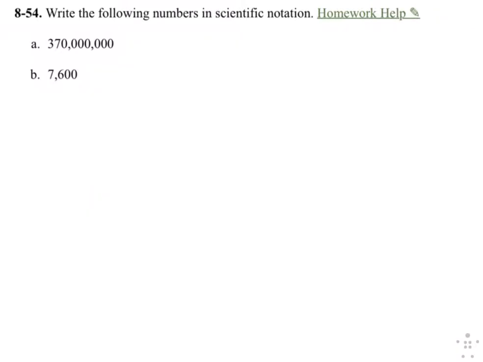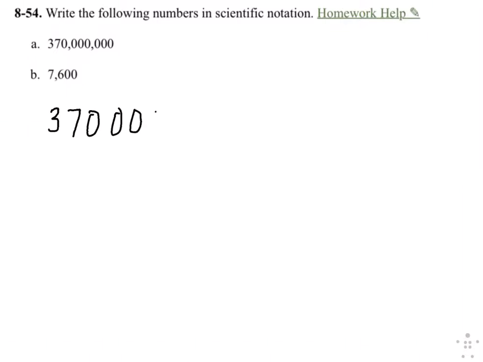Okay, so we need to write in scientific notation. Just as a reminder, the first number has to be between 1 and 10, right? Less than 10 and greater than or equal to 1. So we have to put the decimal point. So I'm just going to write these numbers, right?